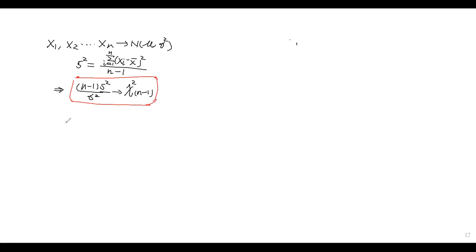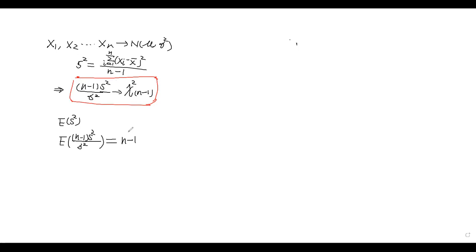The first thing is to find the expected value of S squared. I know (n minus 1) S squared over sigma squared is a chi-square distribution with degrees of freedom n minus 1. From the chi-square characteristics, the expected value, or the mean, of the chi-square is n minus 1, correct?